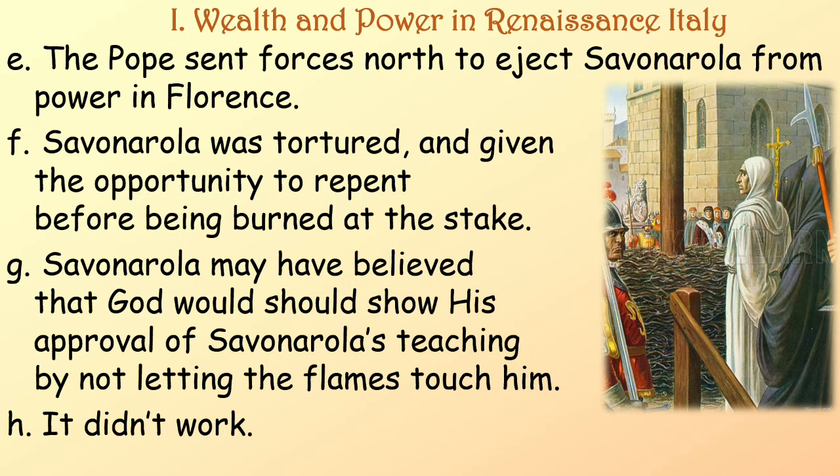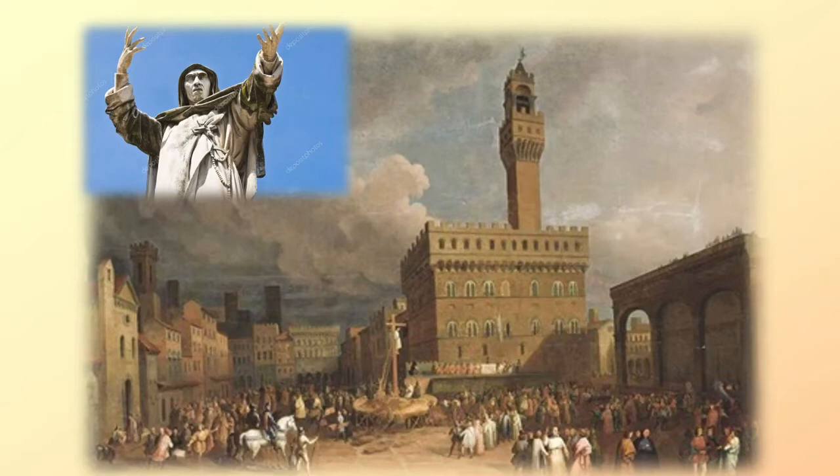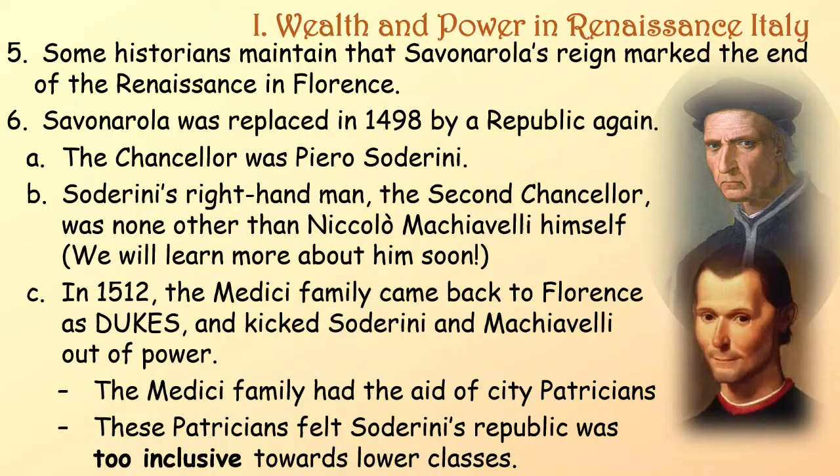Well, the Pope isn't going to stand for that, and he sent forces north to eject Savonarola from power in Florence. And Savonarola was tortured and given the opportunity to repent before being burned at the stake. Savonarola may have believed that God would show his approval of Savonarola's teaching by not letting the flames touch him. He was wrong. It didn't work. Here's a picture of him being burned right there on the city square. Some historians maintain that Savonarola's reign marked the end of the Renaissance in Florence.